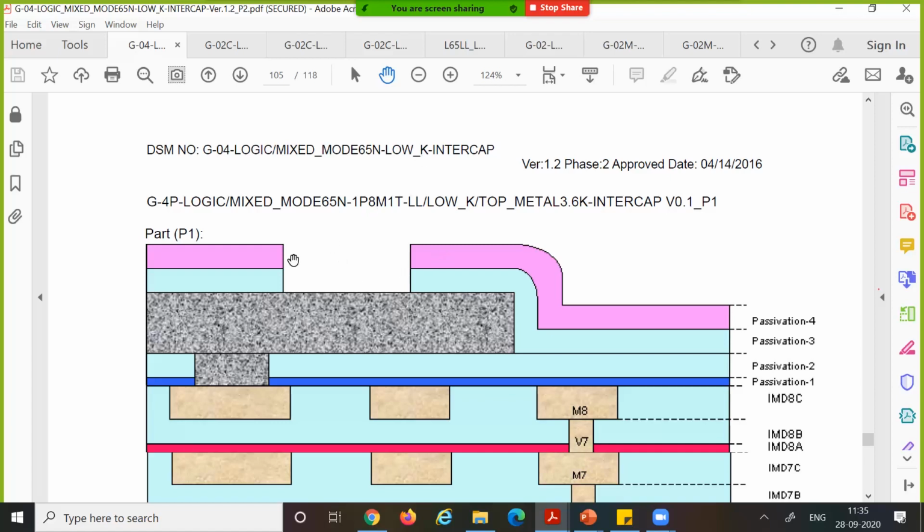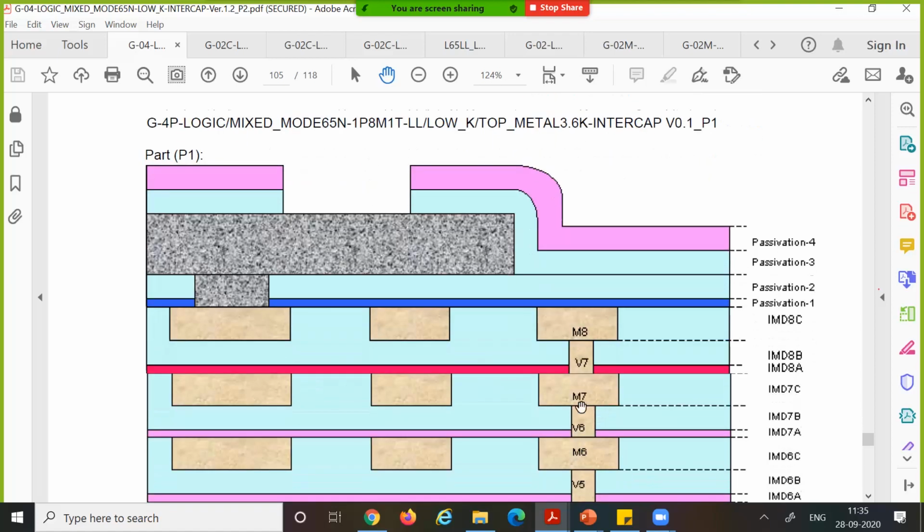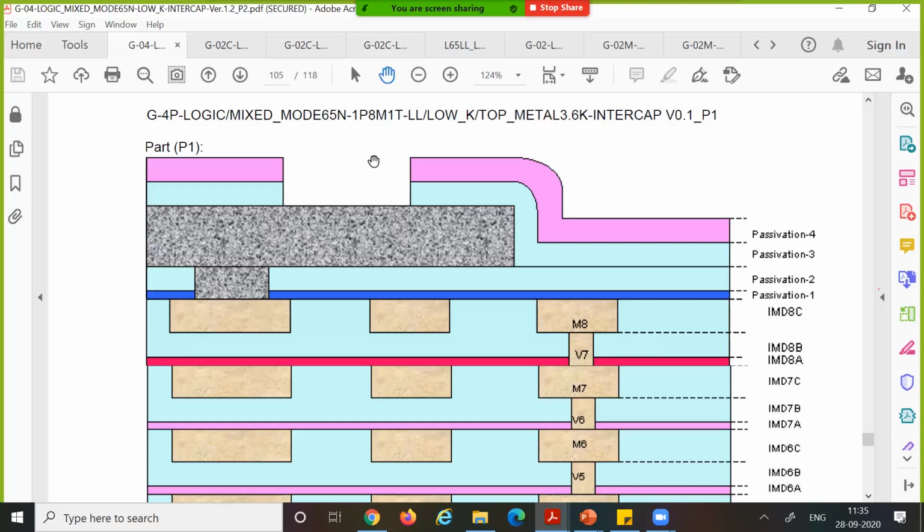You have an opening in the passivation, and that is where you make contact with the topmost metal layer, and then it comes to metal 8. Suppose you are taking some input signal. What happens is the bond wire will come and attach to the pad here. This is probably the pad.